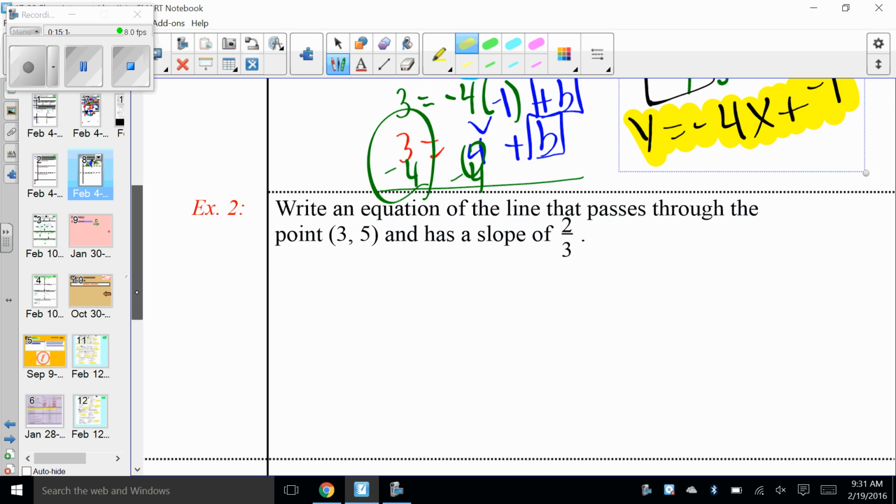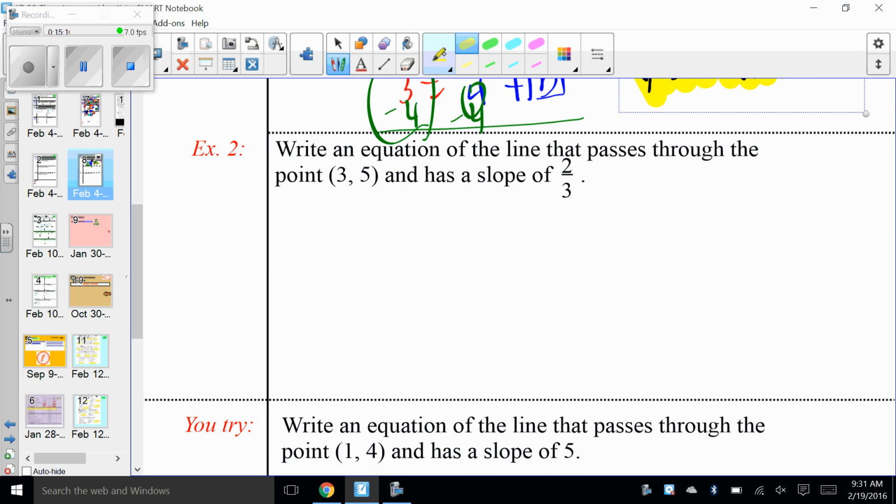Let's try another one that has a fraction. Oh no, a fraction. We always freak out with fractions, but we're just fine. Let's just hang in there. So we have an xy point. So frustrating. We have an xy point. Come on.